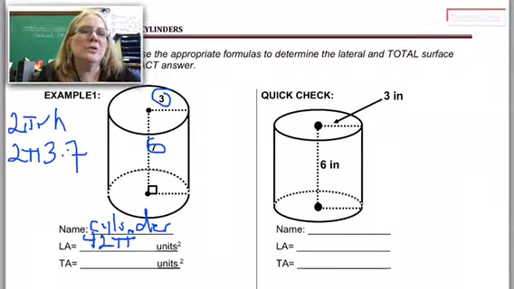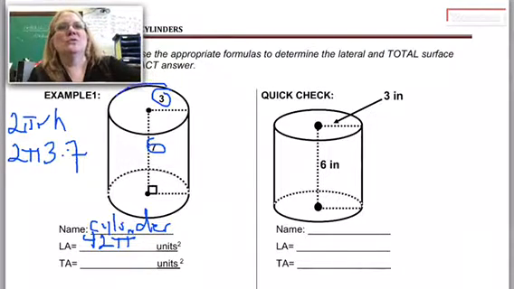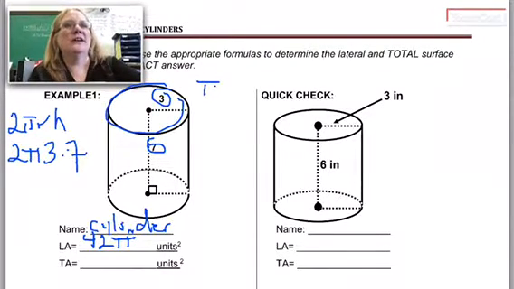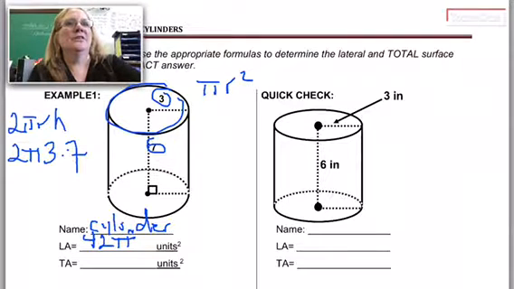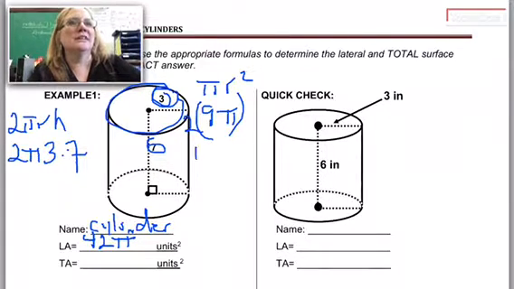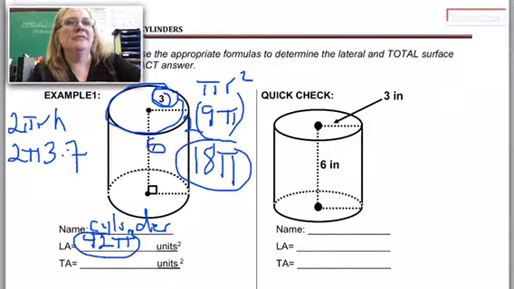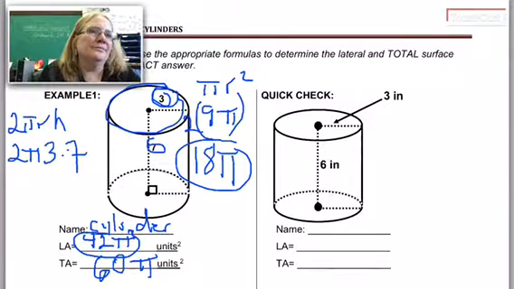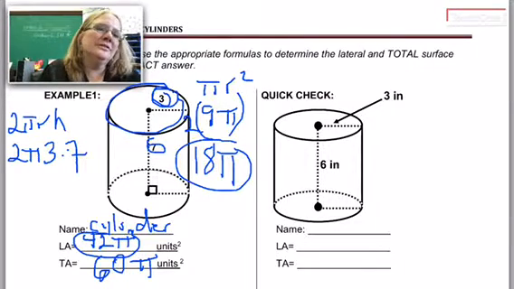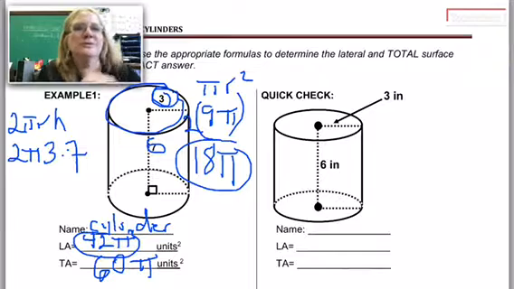Now for the total area, we're going to add to that these two circles. The area of a circle is pi r squared. The radius is 3, so that is 9 pi. And there's two of them, so 2 times 9 is 18 pi. So we're going to add 42 pi and 18 pi, and we get 60 pi is the total area. So please pause and try to do the next one.